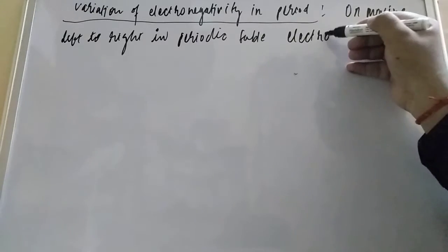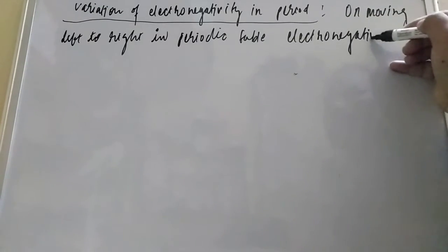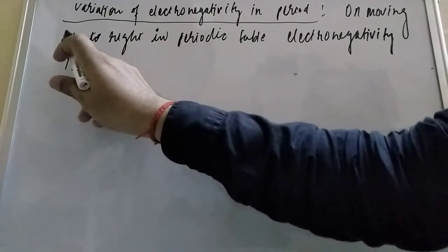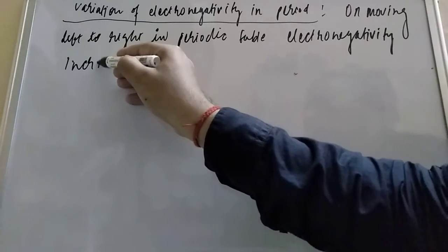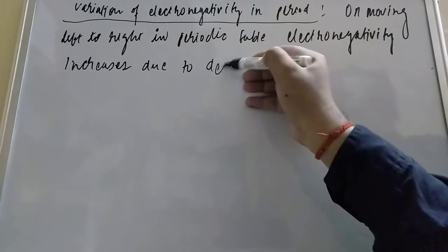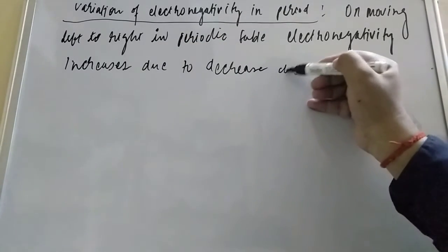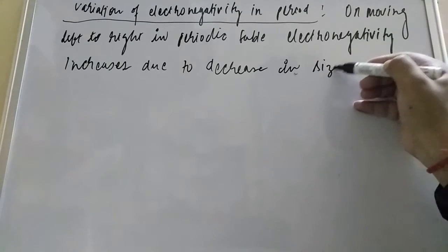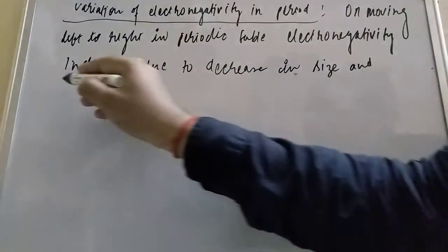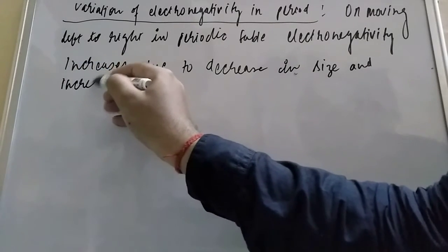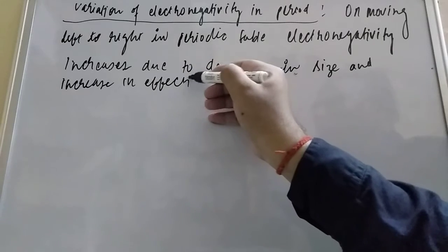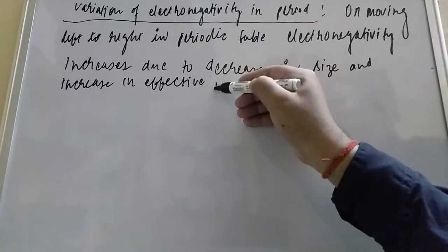electronegativity, what is happening, student? Electronegativity increases. Why does it increase? That we have to understand. It increases due to the decrease in size and the increase in effective nuclear charge.